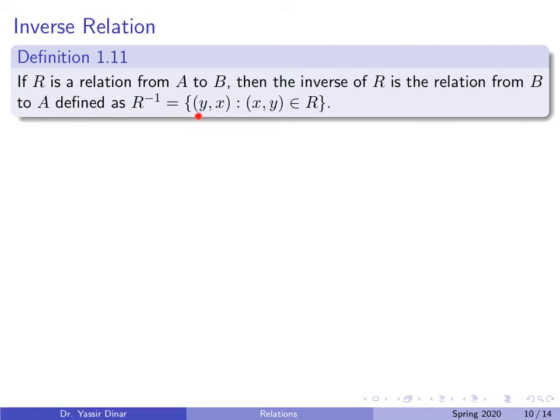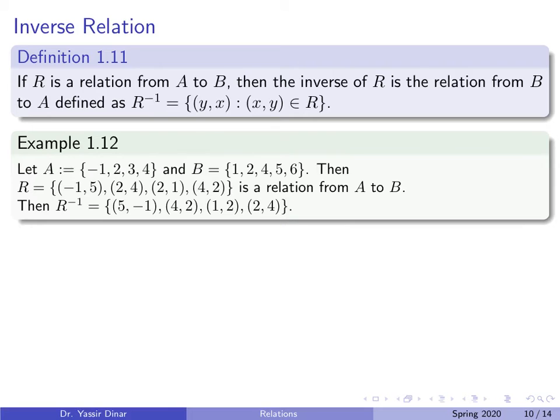And you take all the pairs (y, x) such that (x, y) is in the original relation. Note that since (x, y) is in R, that means y is an element in B, while x is an element in A. So R inverse is a relation from the set B to the set A.